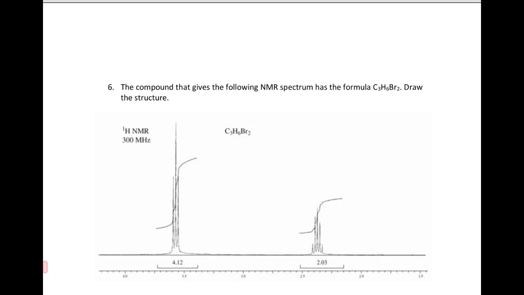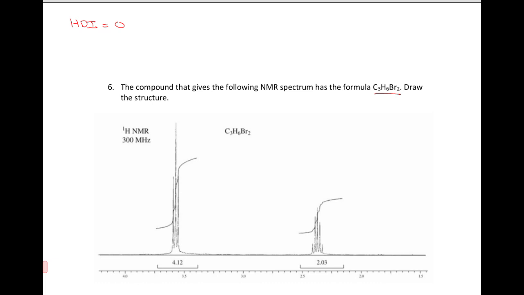Question number 6. The compound that gives the following NMR spectrum has the formula C3H6Br2. Draw its structure. The first thing we could do here is write down the HDI for this compound. So the HDI is equal to 0. So no double bonds in this compound, no rings to worry about. And if you think about this molecular formula, C3H6Br2, there's only about 4 isomers for this compound.